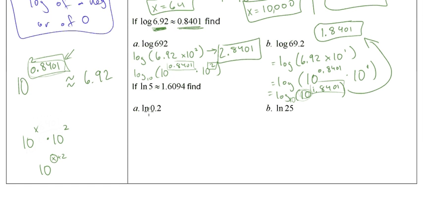All right, let's look at these last two, and then we're done with this section. So natural log of 5 is roughly equal to 1.6094, and we're supposed to find the natural log of 0.2 and the natural log of 25. Now this first one's probably a little bit tricky. We saw that we wanted to change it into the same base, but 0.2, well, that's not even 5. How are we going to do that?